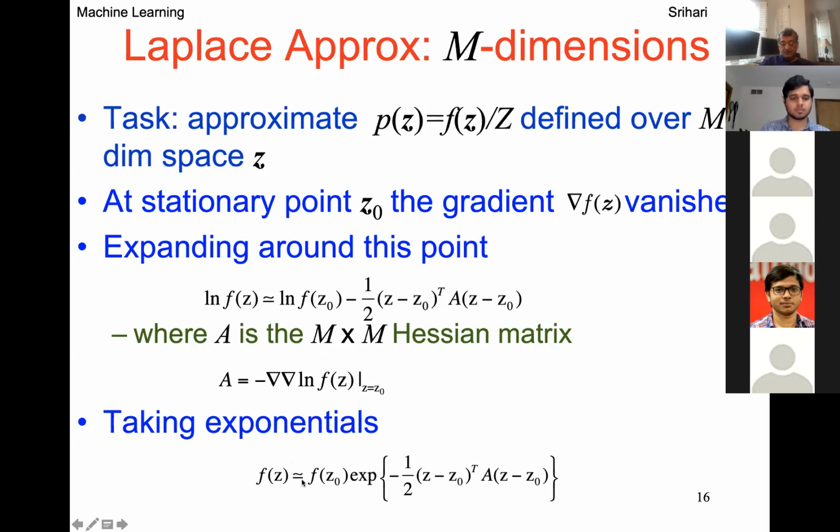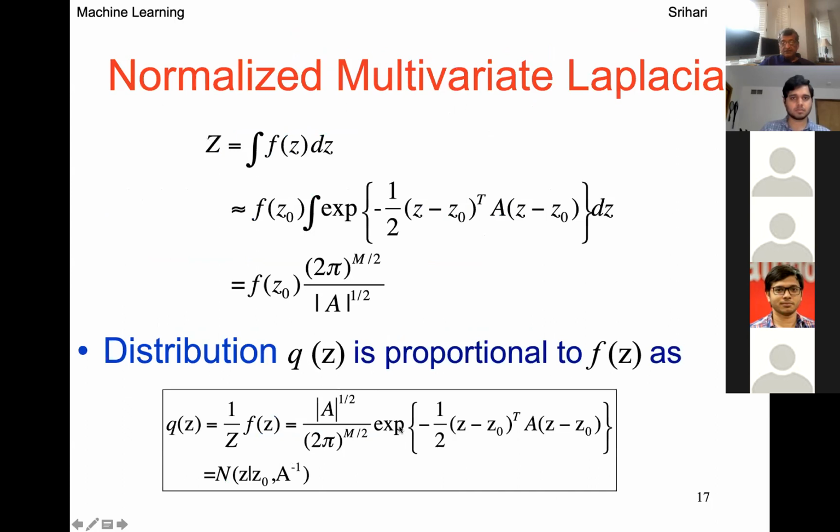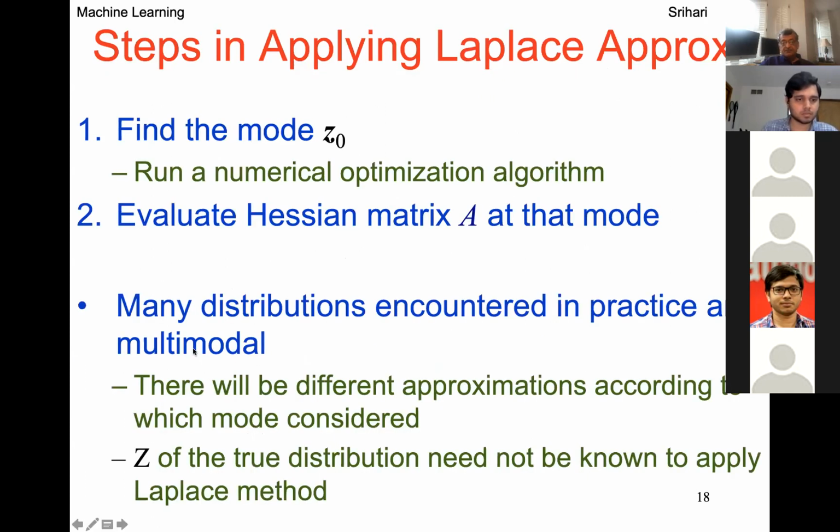And now we have f(z) in this form, and Z, the denominator, is going to have this form. So the distribution q(z) is proportional to f(z), and q(z) is equal to the normal distribution of z. This looks exactly the same as the one-dimensional case. It is peaked at the mode, and you have to find the second derivative matrix and invert it, and that's going to be the covariance matrix. So the steps in applying the Laplace approximation: find the mode z naught using a numerical optimization algorithm. Evaluate the Hessian matrix A at that mode. There are all kinds of routines to find the Hessian matrix of a given distribution.